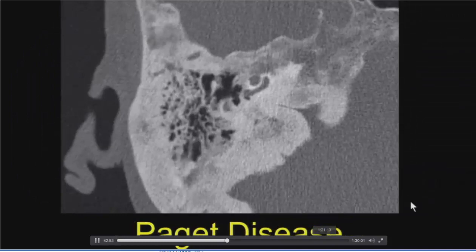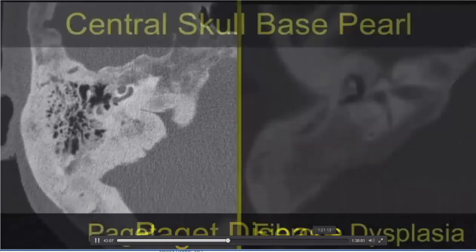One pearl around here: if we have stuff that extends from the central skull base out laterally towards the temporal bone, that is Paget's disease. We try to differentiate that from fibrous dysplasia. Theoretically, Paget's has the expansile cotton wool appearance, whereas fibrous dysplasia has the ground glass.